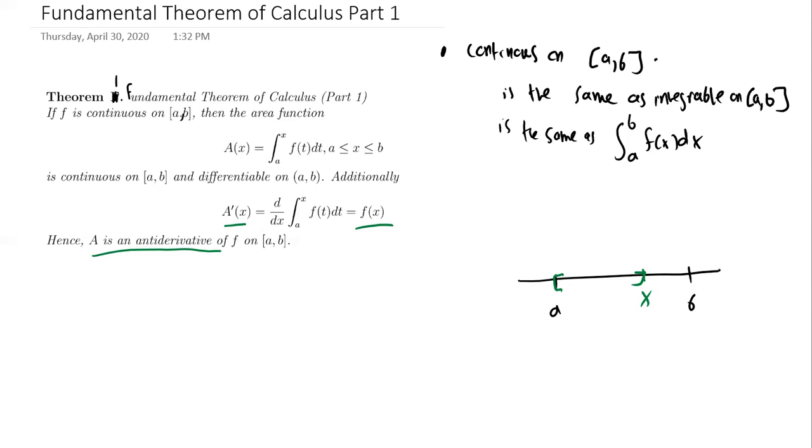When I try to remember this theorem, I think, I already memorized these conditions in the Mean Value Theorem: a function that's continuous on an interval and differentiable on the open interval. The area function is continuous on the interval [a, b] and differentiable on the open interval (a, b). And then the next part, the most important for us: the derivative of the area function with respect to x is exactly f of x. Hence, A is an antiderivative of f. That's what an antiderivative is by definition. So that's the Fundamental Theorem of Calculus part 1.